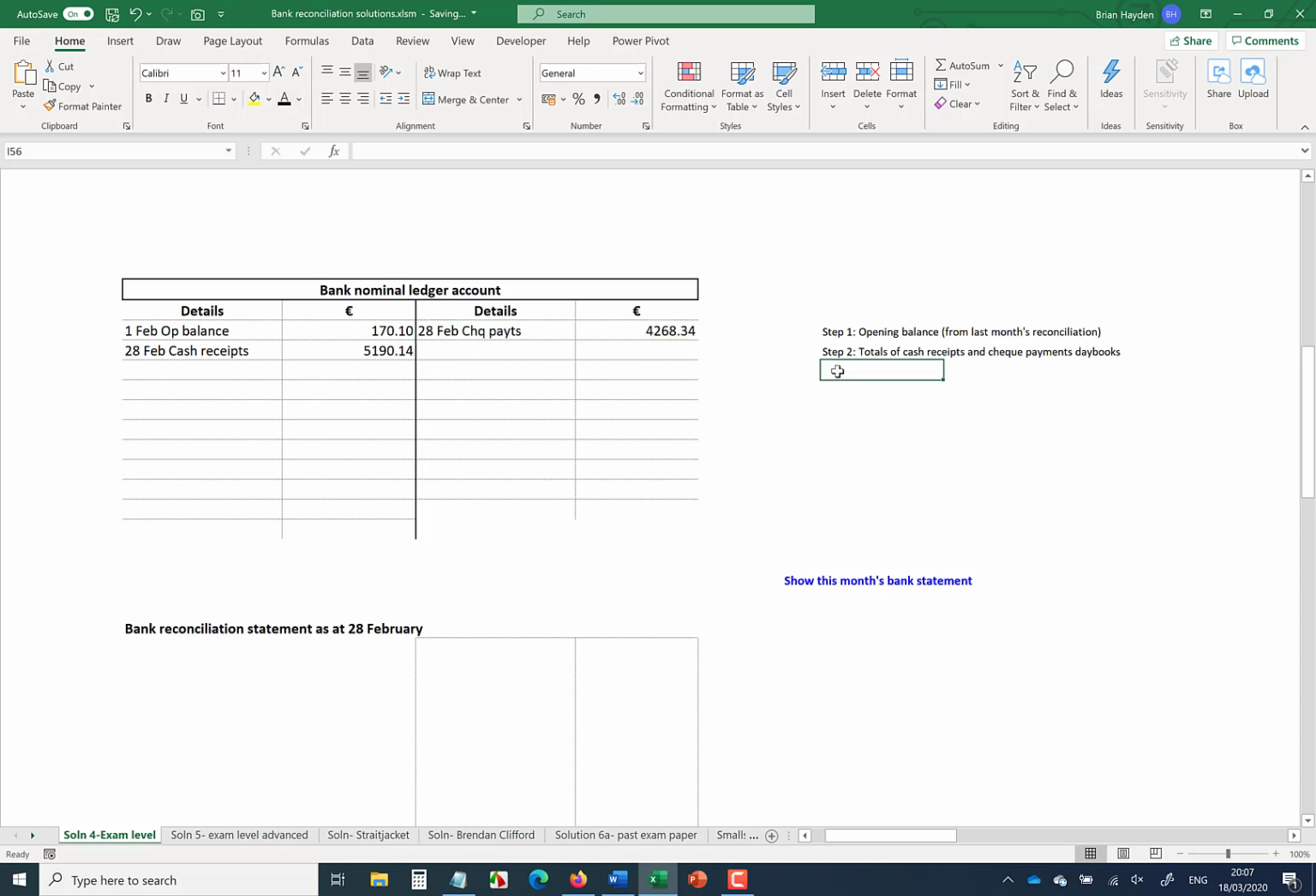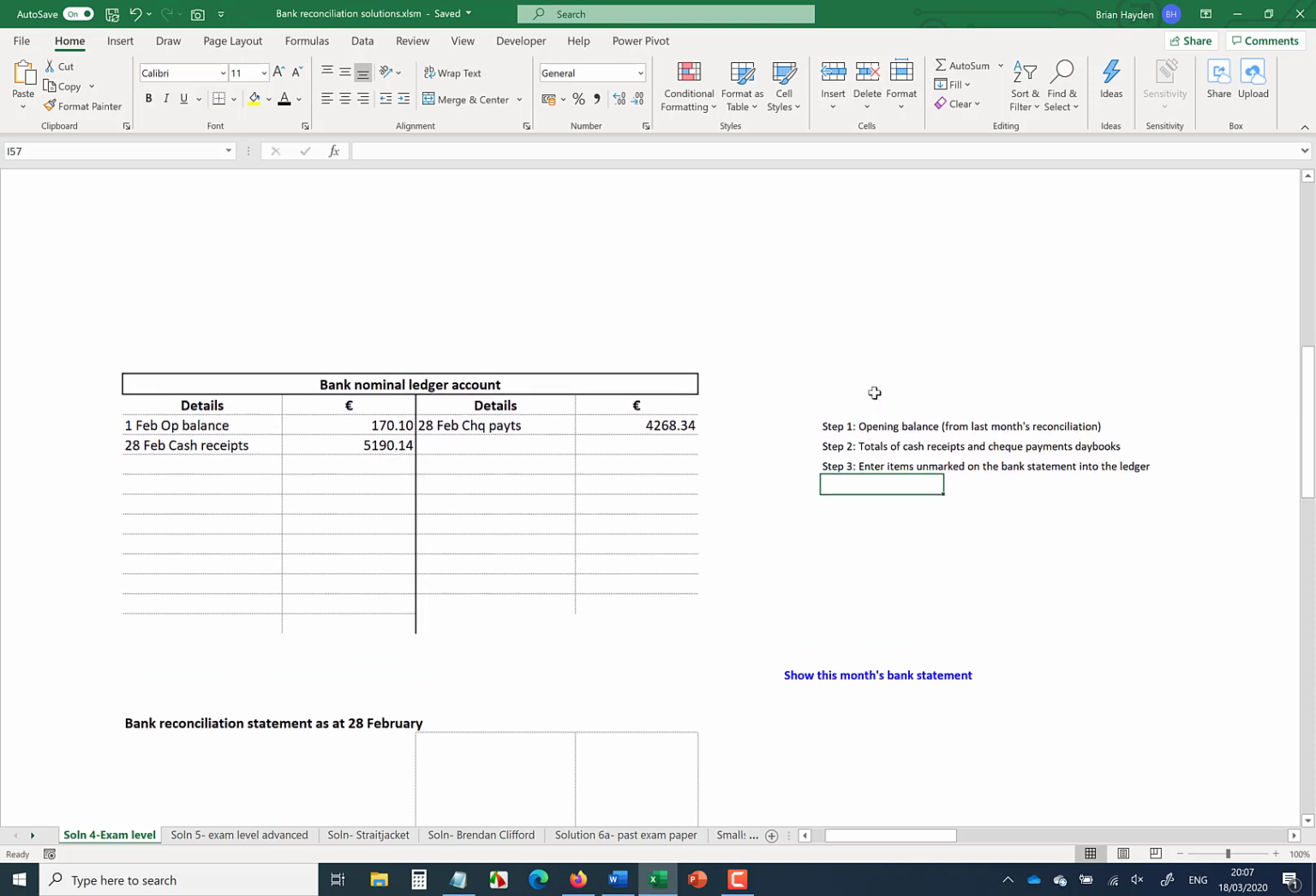Now step 3, enter items unmarked on the bank statement into the ledger. Items unmarked on the bank statement have to be put into the ledger. So if there's something on the statement, a receipt, it'll be put on the debit side, and if there's a payment, it'll be put on the credit side. So let's have a look at that.